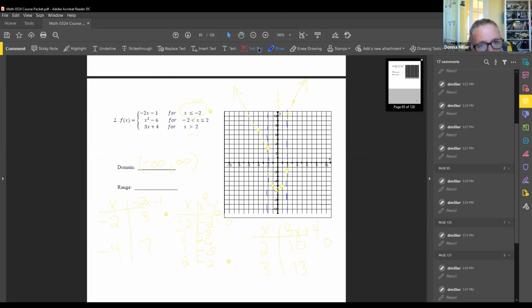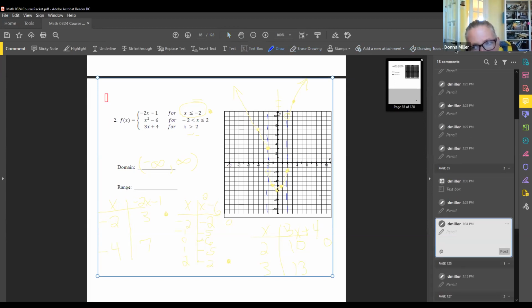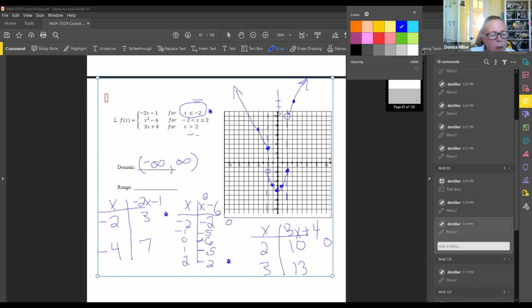Select it. No, that's not what I want. Come on. There we go. No, there we go. See if it'll let me change color. There we go. All right, so it's back.